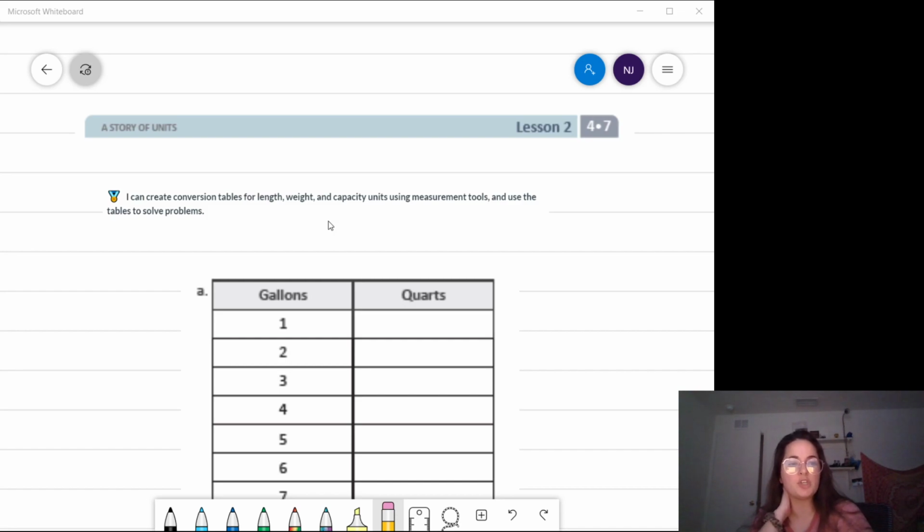So let's take a look at our I can statement. I can create conversion tables for length, weight, and capacity units using measurement tools and use tables to solve problems. So this is going to be very similar to our lesson 1. In lesson 1, we filled out some charts that were very similar to these, and we solved some conversion problems. So it's just going to be different units this time. Here we're investigating gallons, quarts, pints, and cups.